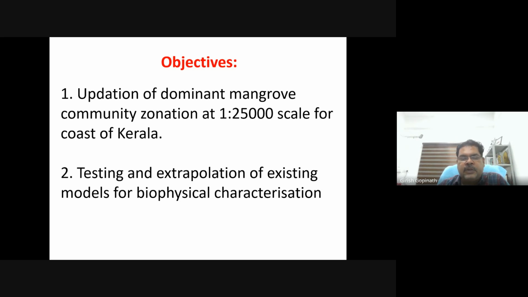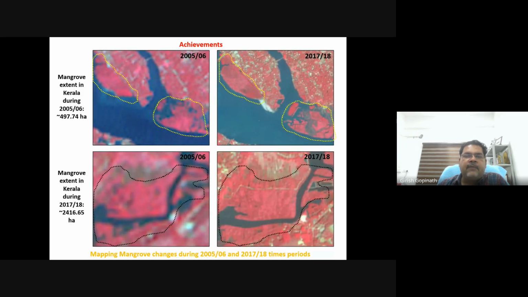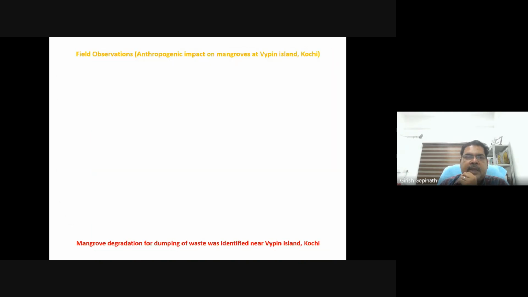We also have to generate some biophysical characterization. For that you have to take some hyperspectral data and some signatures from the field. When you see 2005 to 2017, there is a drastic change in mangroves, especially in Ernakulam. These mangrove areas are a dumping yard for waste, and a lot of people have disturbed these mangroves. There is a lot of change in mangroves in Kerala from 2005 to 2018.